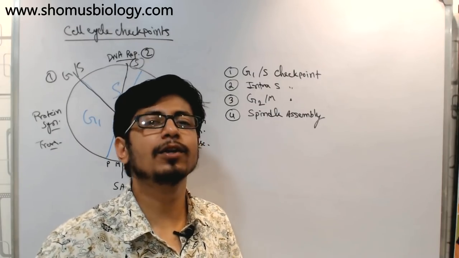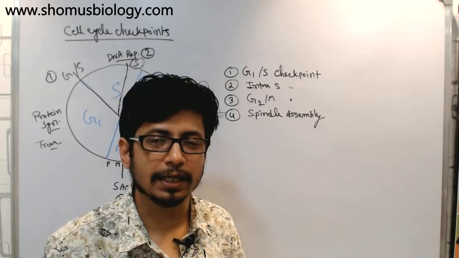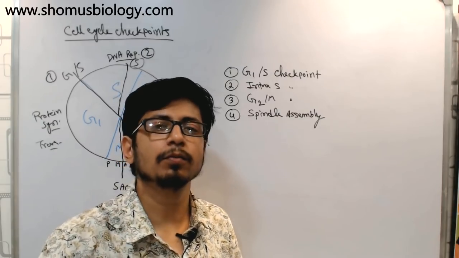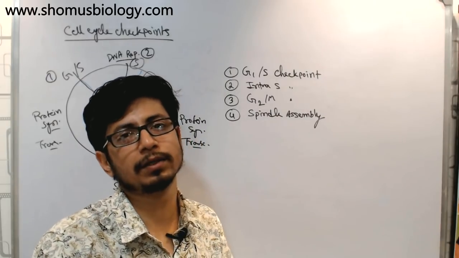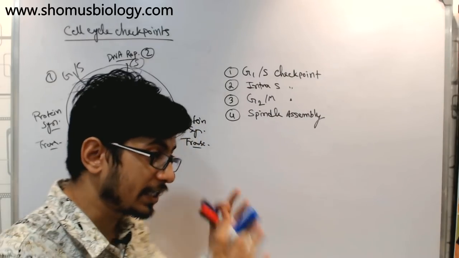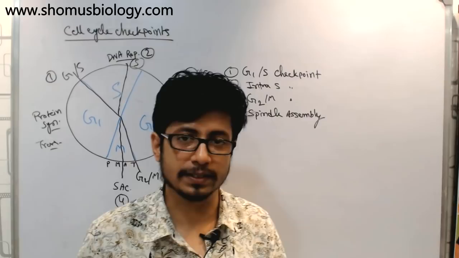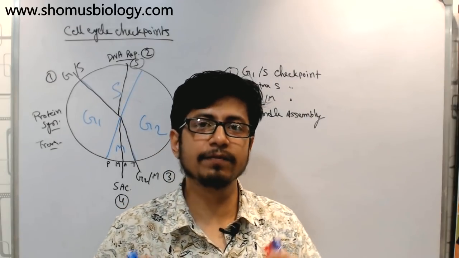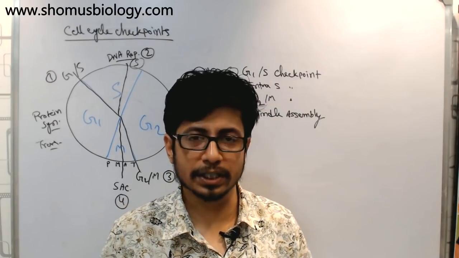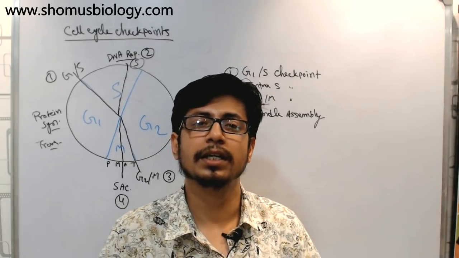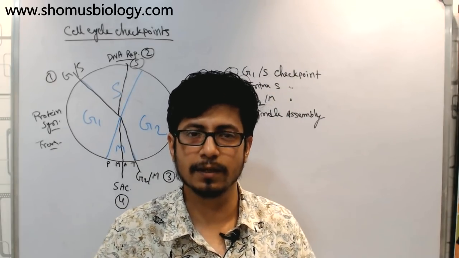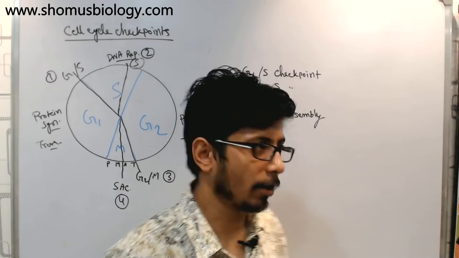Okay. If they are not ready to go for a round of cell cycle, then they will be prevented from moving from G1 to S phase, because S phase is the synthesis phase, the DNA replication phase. And if the cell is not ready for DNA replication, if the required proteins are not produced during G1 phase for the synthesis of DNA, they will not be allowed to move there.